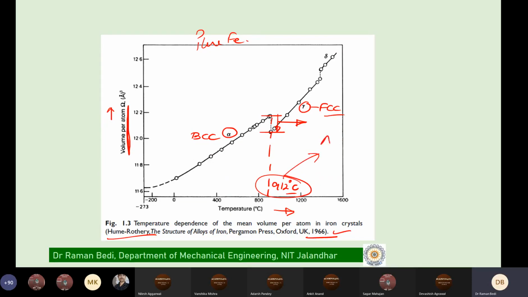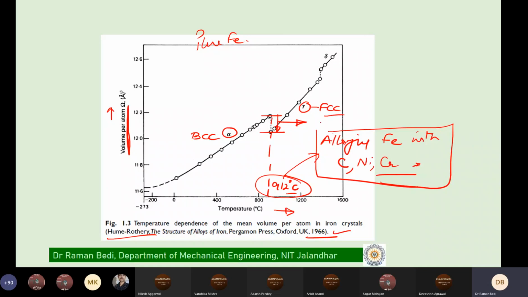But as you keep on alloying iron with carbon, as you keep on adding carbon atoms, or nickel atoms or chromium atoms into iron, you will see that this temperature of 912 degrees is not fixed. It will keep on changing, and we can find the temperature at which this change is happening.